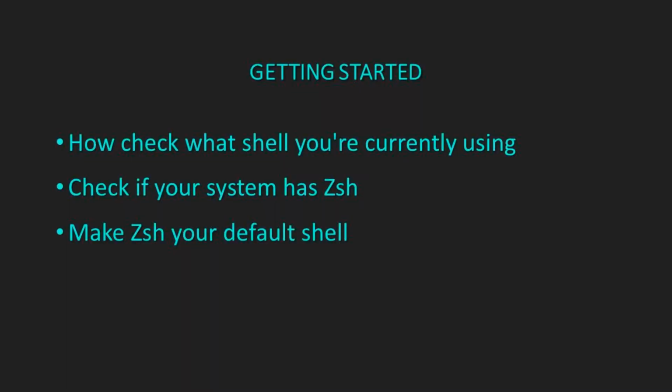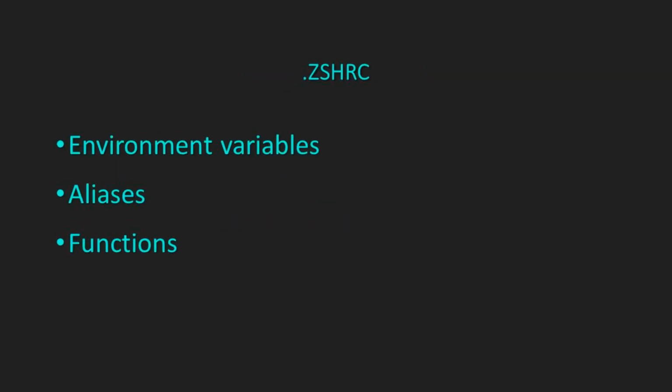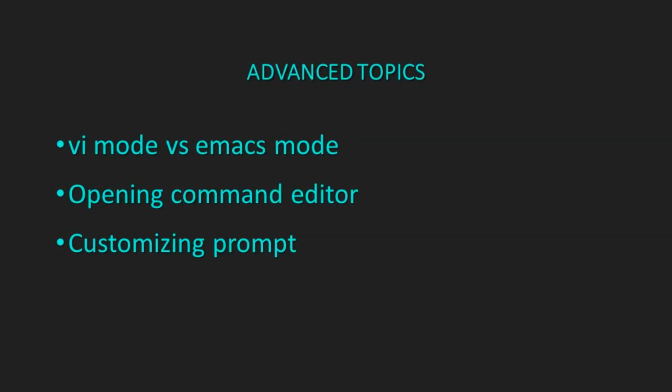First, we'll get started with how to check what shell you're currently using, how to check if your system has Zshell, and how to make Zshell your default shell. Then we'll look at setting up environment variables, creating aliases, and writing functions. Then we'll look at some advanced topics, like switching between VI mode and Emacs mode key bindings, how to open an editor for long, complex, multi-line commands, and perhaps most importantly, how to customize your prompt.